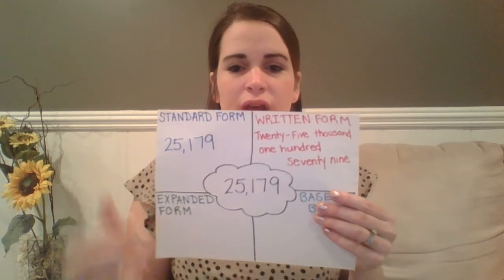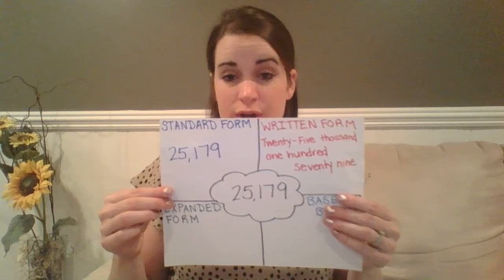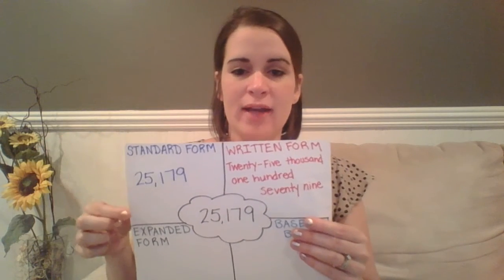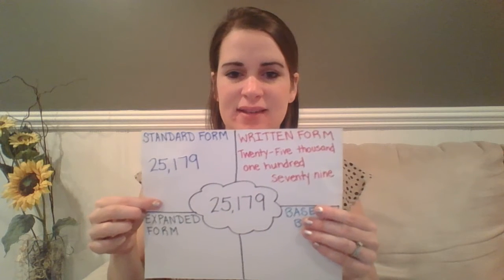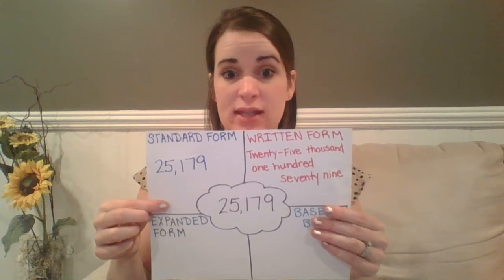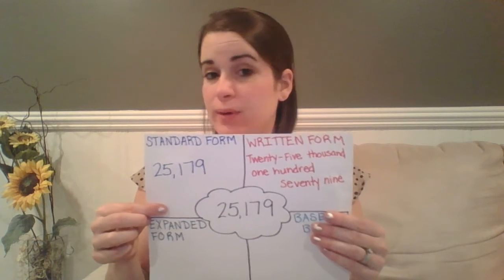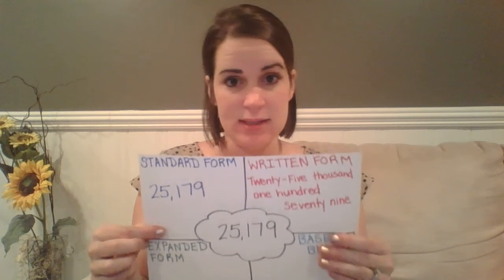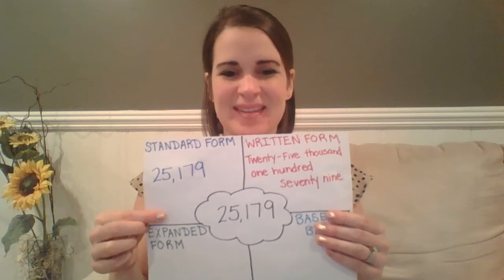I'm going to go ahead and write it out just like I would say it. 25,179. Okay, so here's my number in written form. It's written just like I say it. And remember, if you notice, I didn't put any "and" in the words because "and" is not a number, right?